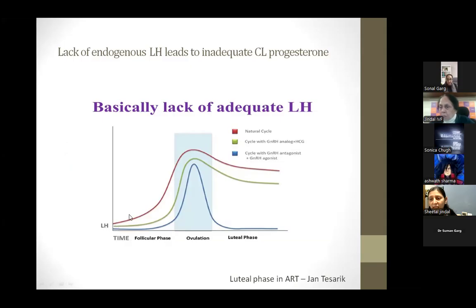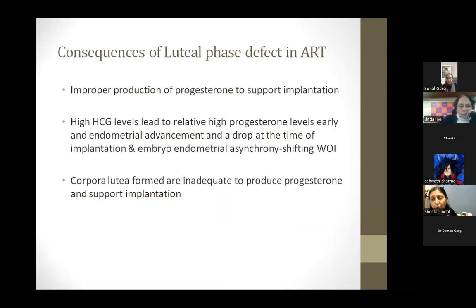So basically, because of this lack of adequate LH, which is seen commonly, as I have already explained, this leads to inadequate progesterone production and relative luteal phase defect in ART. Now, because of this, there is improper production of progesterone, and high levels of HCG cause an endometrial follicular asynchrony, shifting the window of implantation.